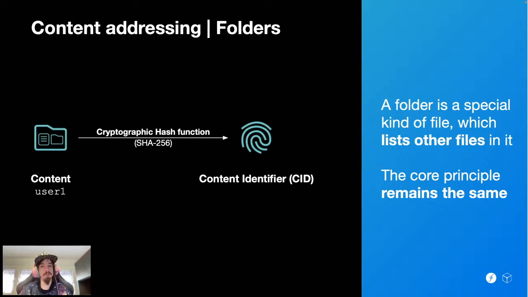But what about folders? Folders are really just special types of files, which have a list of files in that folder as content. That list provides the names of those files and, in the case of IPFS, their CIDs. Since a folder is a type of file, a CID can be obtained in exactly the same way as for any other type of file. This means that we can represent a folder or even a full file system using a content addressed structure.